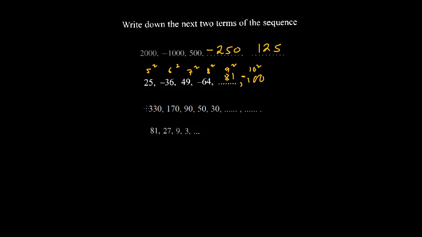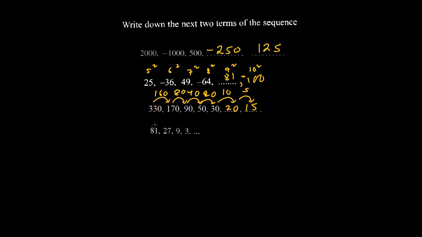Now here we have 330, 170, 90, 50, 30. It is decreasing. Let's see by how much it is decreasing. So this is decreasing by 160, this is decreasing by 80, this is decreasing by 40, this is decreasing by 20. So numbers are decreasing, and they're decreasing by half. So 160, half of that is 80, half of that is 40, half of that is 20, half of that is 10. So this should be 30 minus 10, which is 20. This is not that obvious. You have to actually check how it is changing.